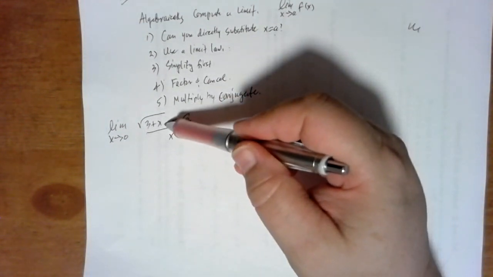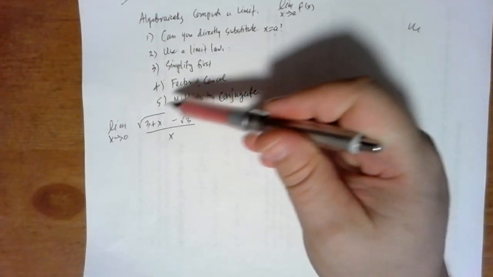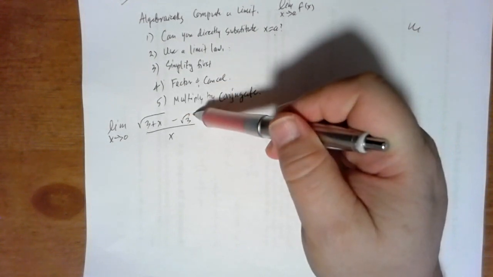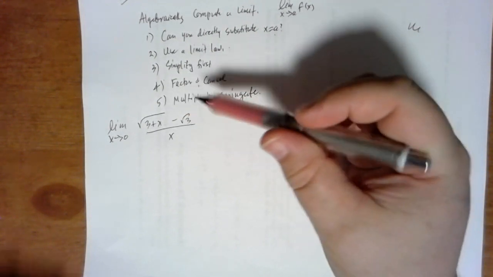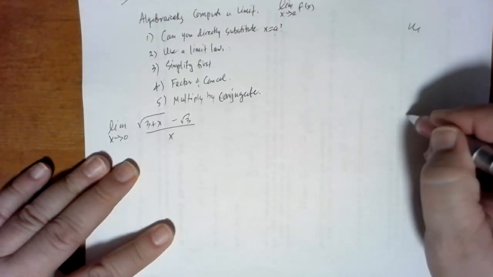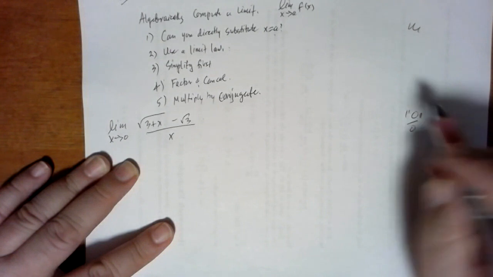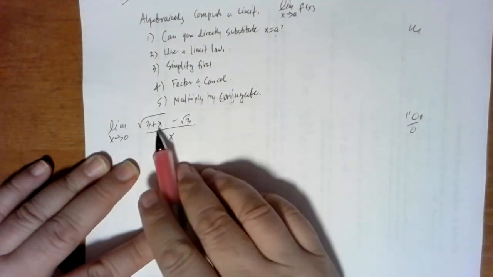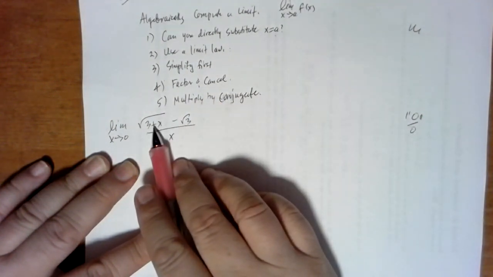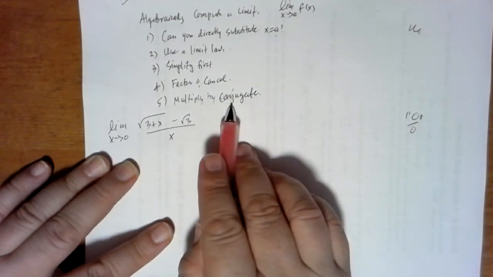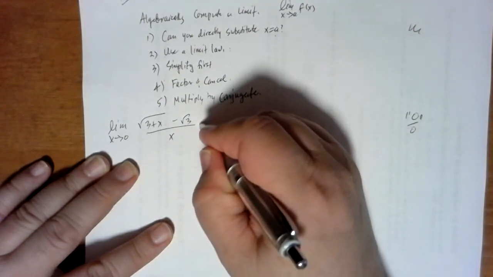Can I put in x equals 0? If I do, I get square root of 3 minus the square root of 3, which is 0, divided by 0. So this is a situation where we have 0 divided by 0, so I can't do that. Now, if I see a square root sign, multiply by a conjugate is kind of a nice thing to try.